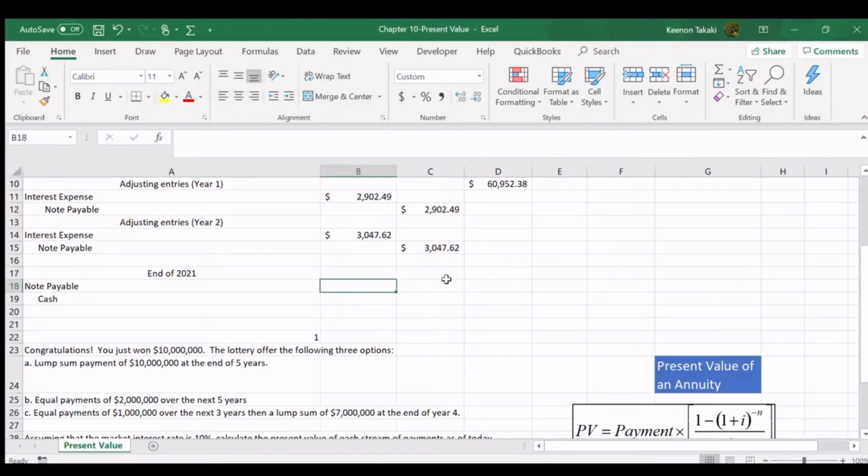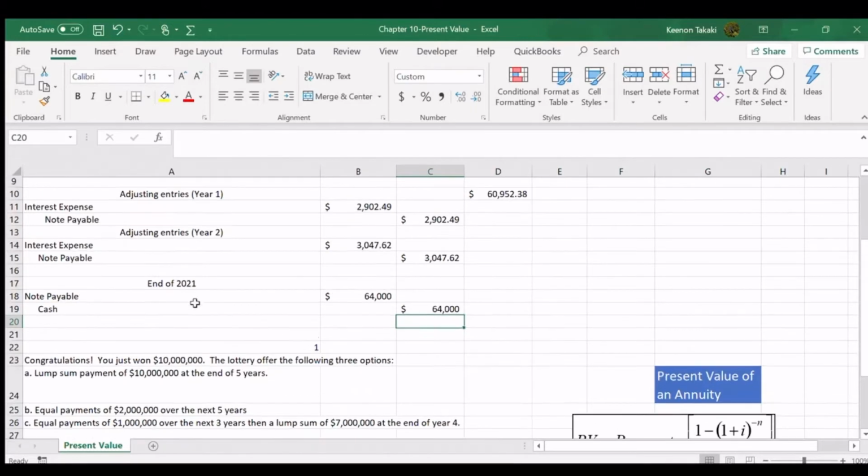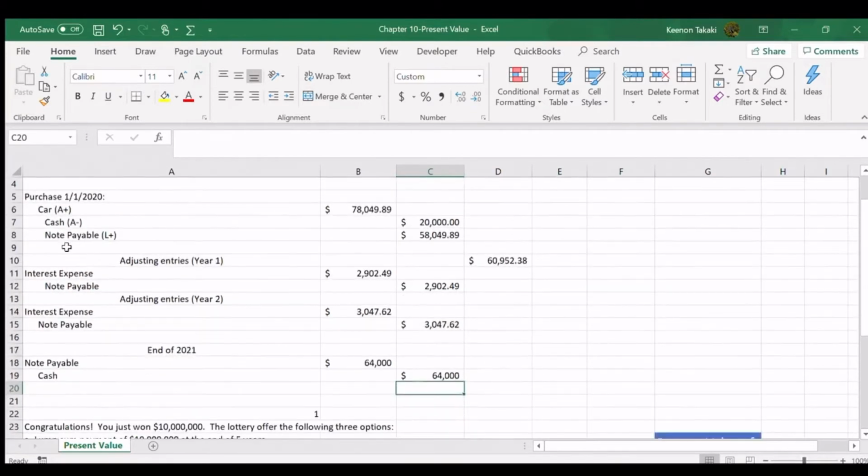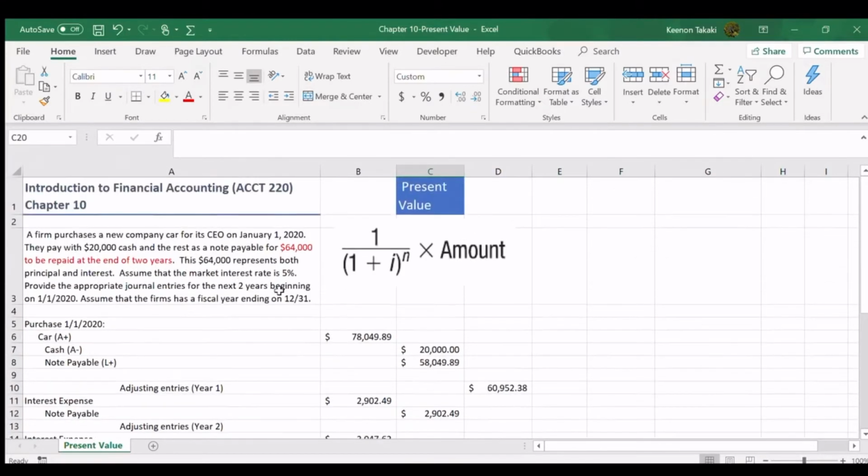So we're going to go ahead and add 60,000 plus the 3,047. And that gives us exactly $64,000, and we're going to go ahead and credit that $64,000. So yeah, that's how we use the present value to calculate the interest rate for this part right here. So hope that makes sense.